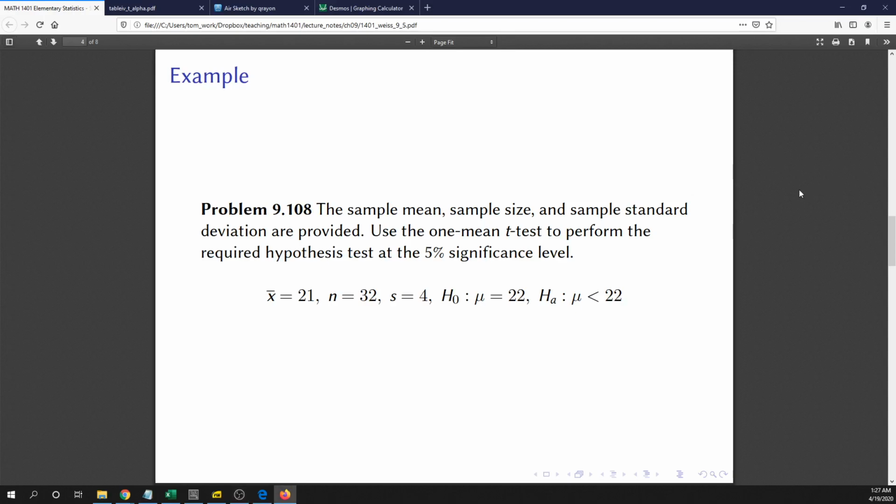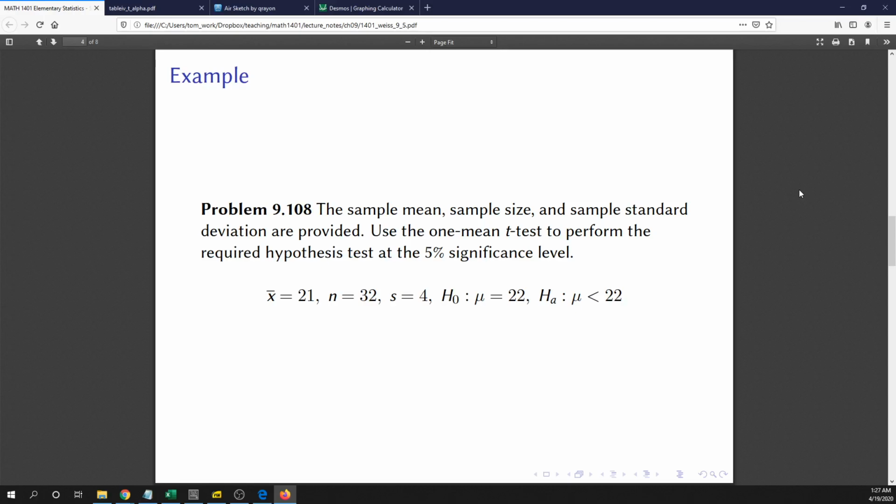Okay, now we're going to work problem 9.108 from our book. It says the sample mean, sample size, and sample standard deviation are provided. Use the one mean t-test to perform the required hypothesis test at the 5% significance level.